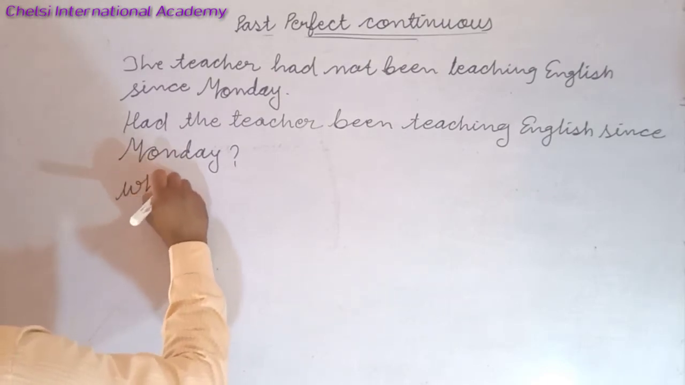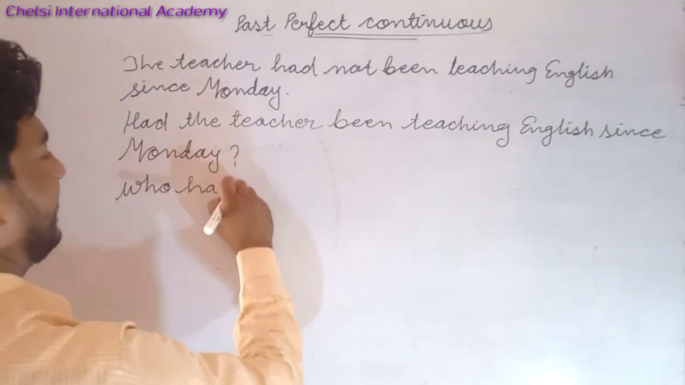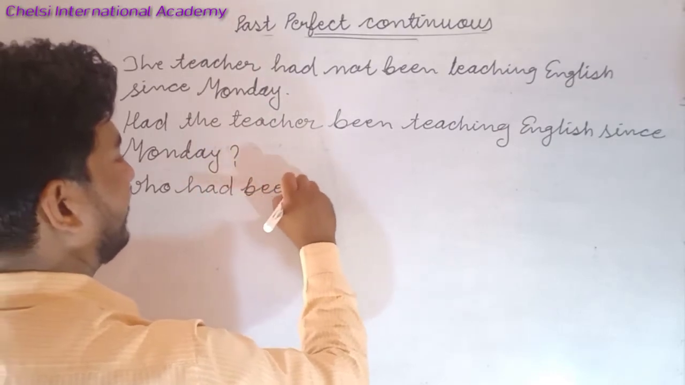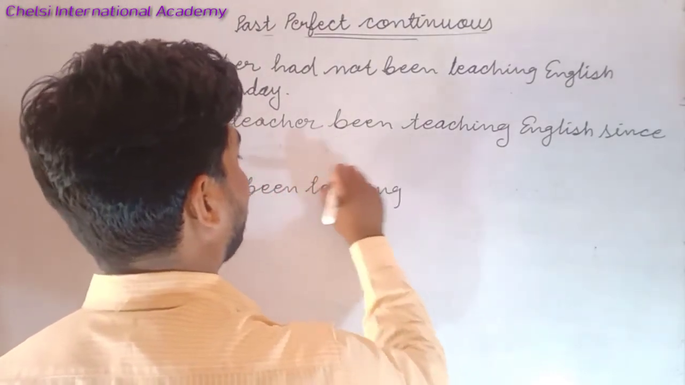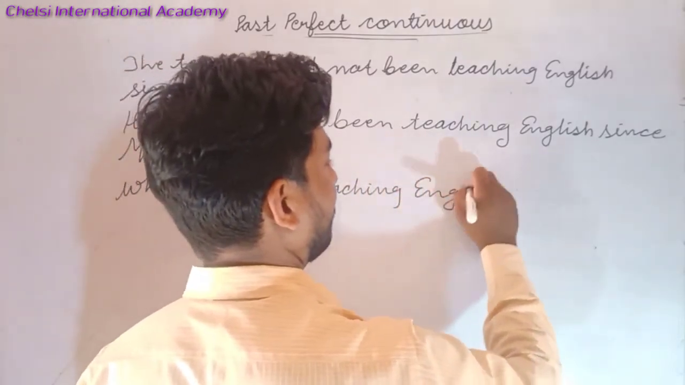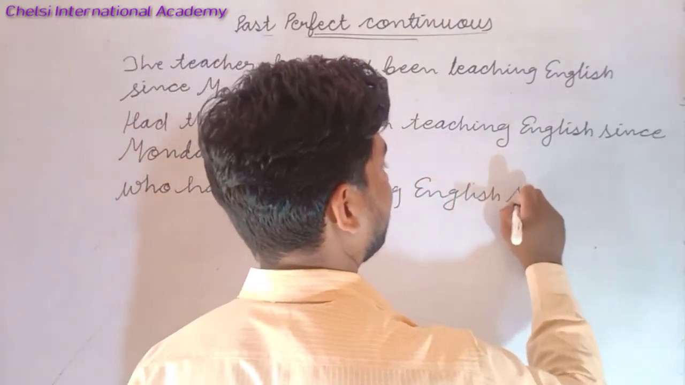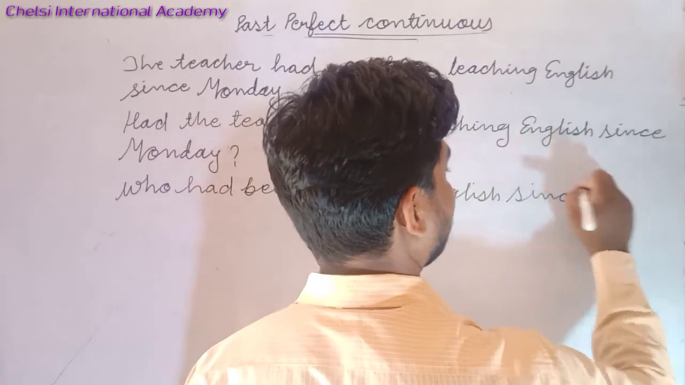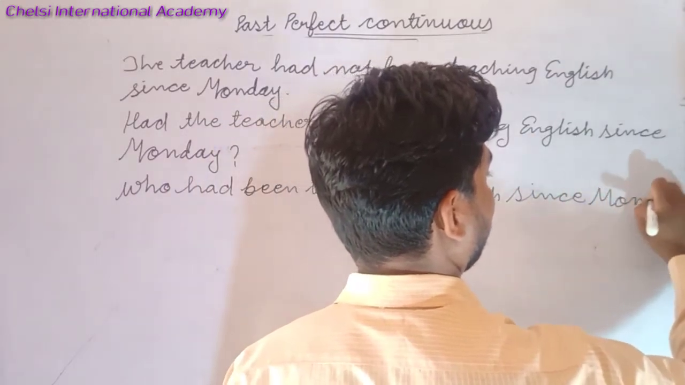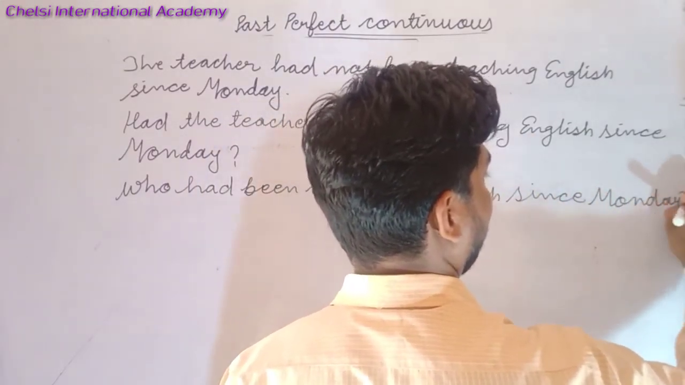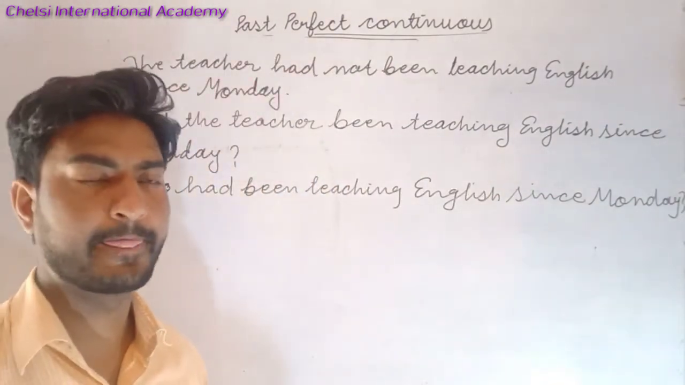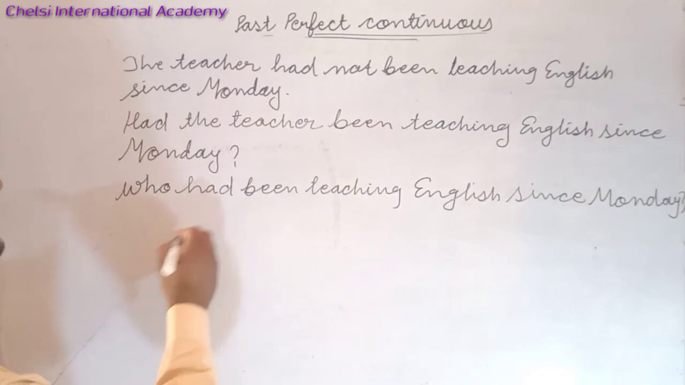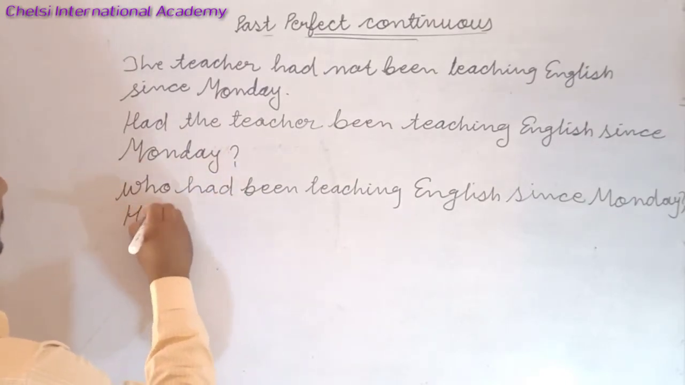who had been teaching English since Monday, interrogative sign. सोमवार से अंग्रेजी कौन पढ़ा रहा था? This sentence. Now we see the interrogative negative.